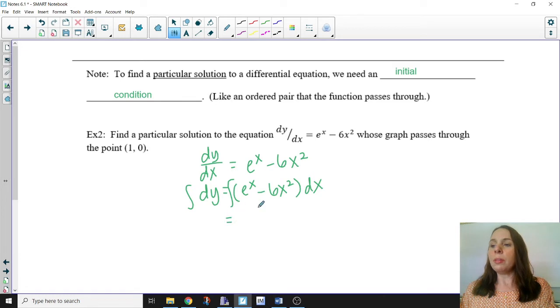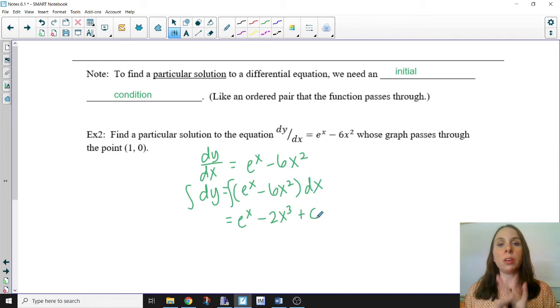Now, on the right-hand side, I think we're pretty comfortable with how to do this, right? We look at what's in between the integral symbol and the dx, and we find the antiderivative. The antiderivative of e to the x is itself. The antiderivative of 6x squared, let's use our antiderivative power rule there. Add 1 to the power and divide by that new power. So that'd be minus 2x cubed, right? Plus c. Notice the integral symbol and the dx did not come down. We solved that part by finding the antiderivative of what was inside.